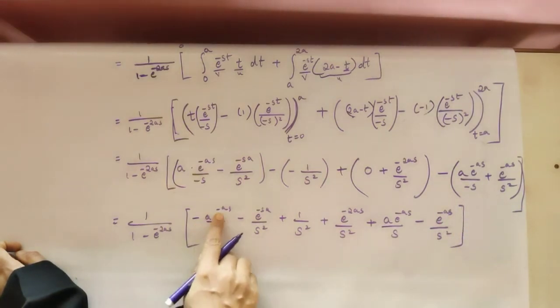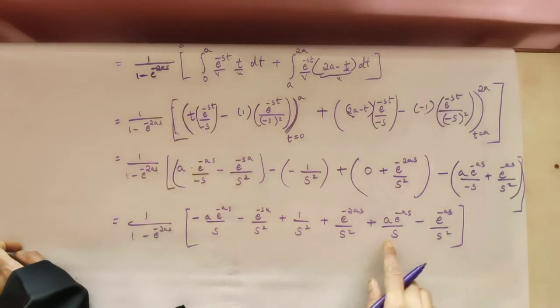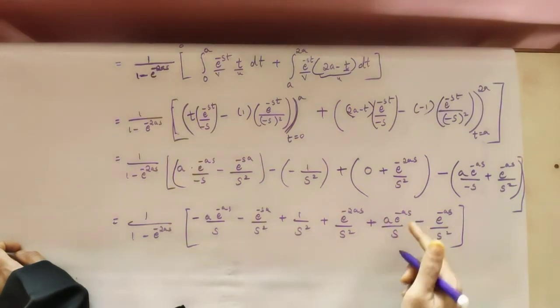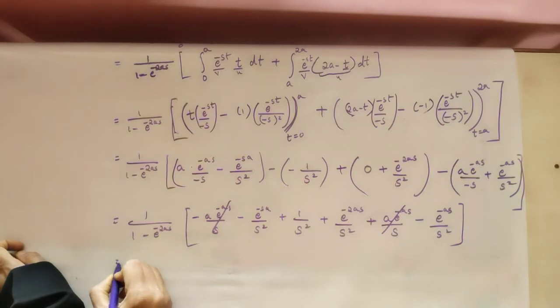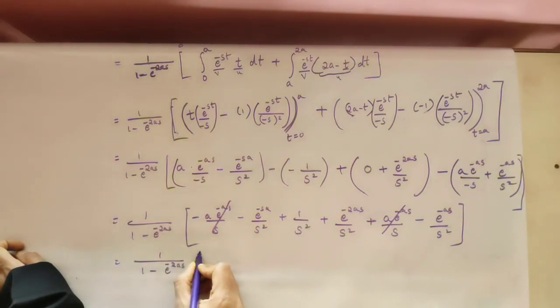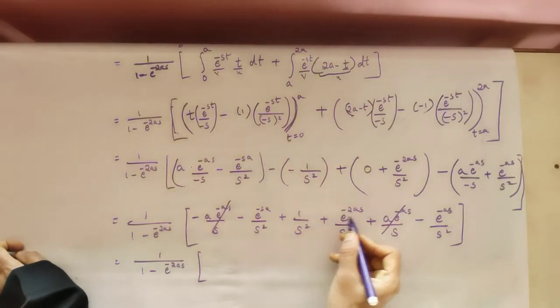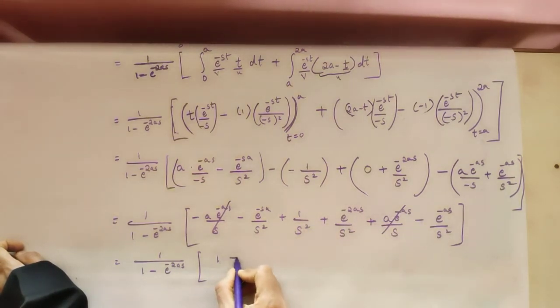Now as you see, minus a into e to power minus as divided by s and plus a into e to power minus as divided by s, these two terms will get cancelled. The only term which is having the denominator s square will be left. So let us collect all those terms. So you have 1 divided by 1 minus e to power minus 2as in the bracket. Look at this, what terms we have? It is 1 minus, first denominator is common, it is s square. I am going to write it first together. Okay, first do that. Then this one I am writing it here.